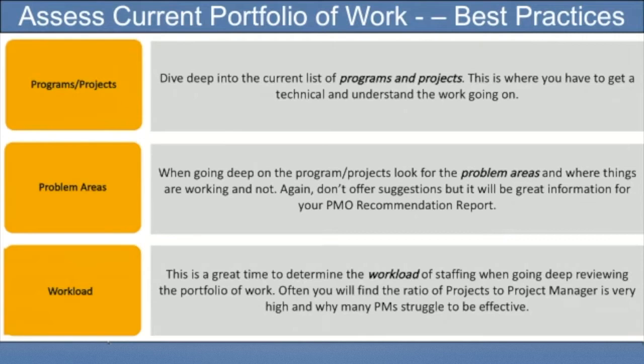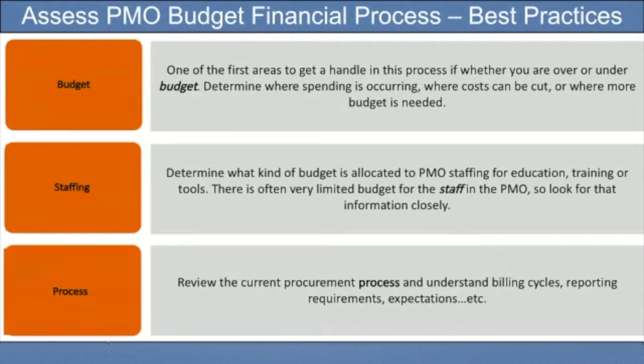Okay. So let's look at step 4. Step 4 in this whole process is around the financials. So one of the first areas is to get a handle on budget. Are you over budget? Are you under budget? What's the spending like? Can costs be cut? Do you need more budget, right? You need to spend that time and really understand the financials of the organization you're about to take over.